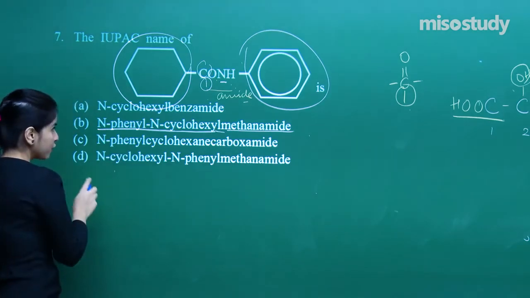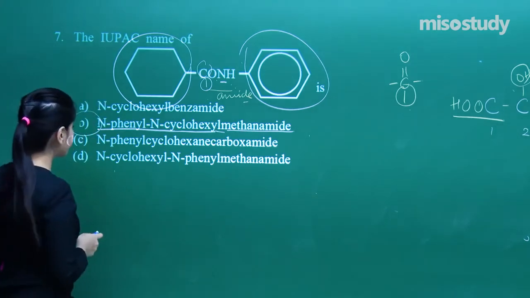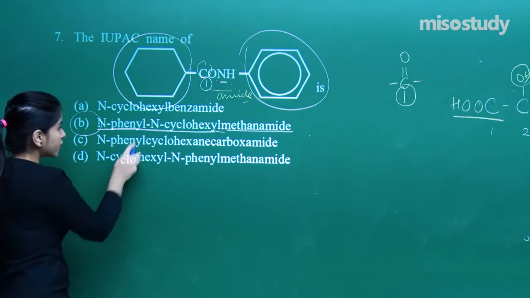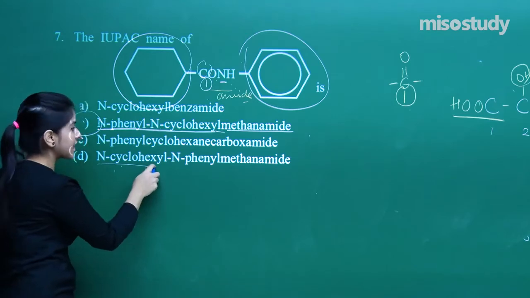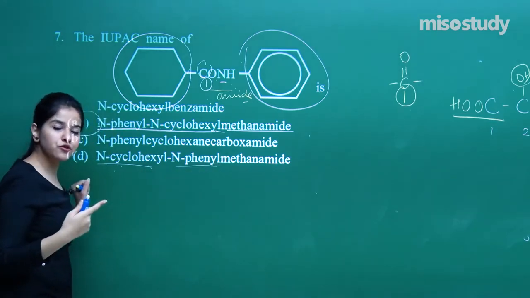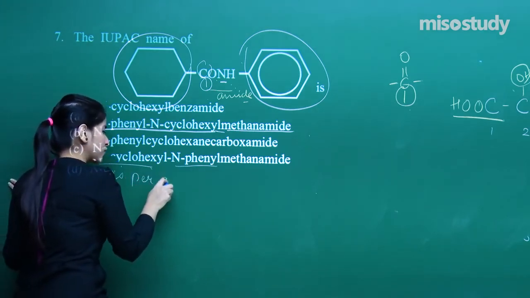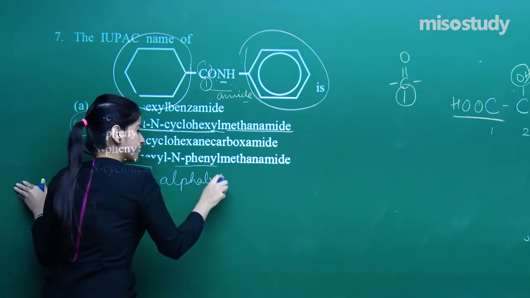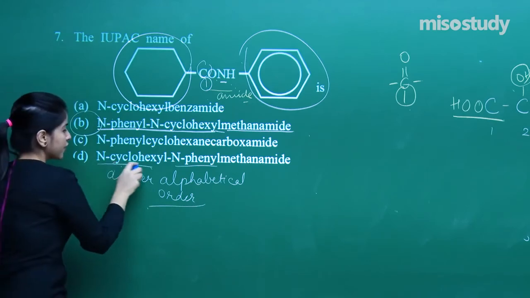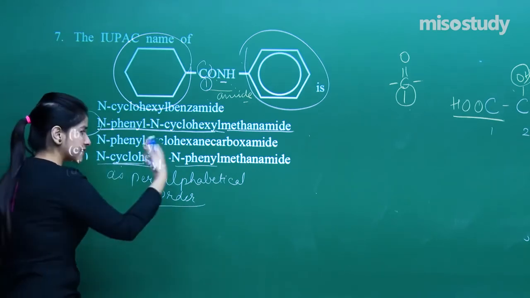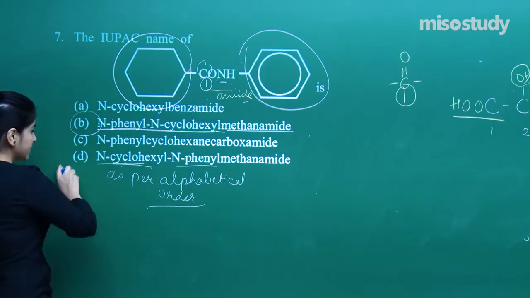Okay, now if you see over here, what I have done here is a kind of a mistake. I have got 2 such options, N-phenyl, N-cyclohexyl, or N-cyclohexyl, N-phenyl. What do you need to choose over here? If you look here very carefully, as per alphabetical order. So I need to check the alphabetical order in the substituents. So it will definitely be coming on the priority as compared to the phenyl. So out of the two, it seems to be confusing. D is the correct answer.